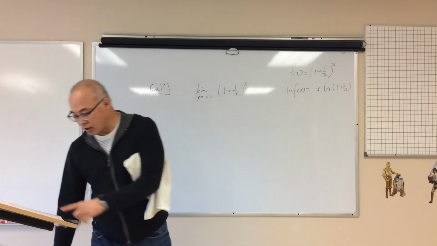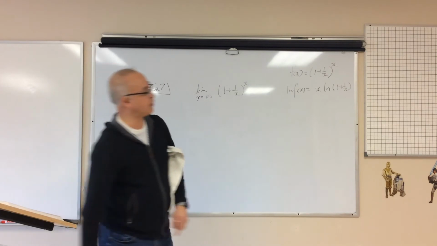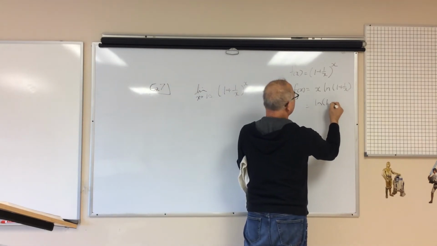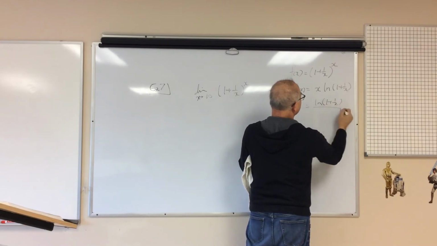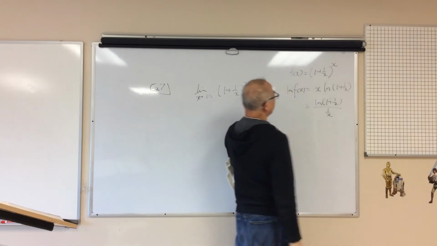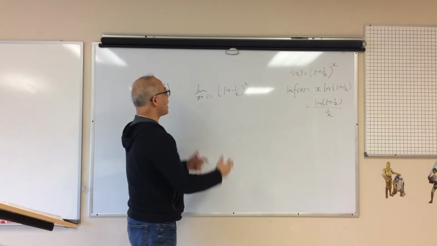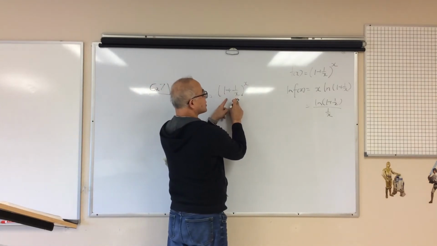x times natural log of 1 plus 1 over x. If I go ahead and divide this down here, I'm going to end up with natural log of 1 plus 1 over x, over 1 over x, if I wanted to. I can put it this way, right? Okay, so I'm not going to find this directly.